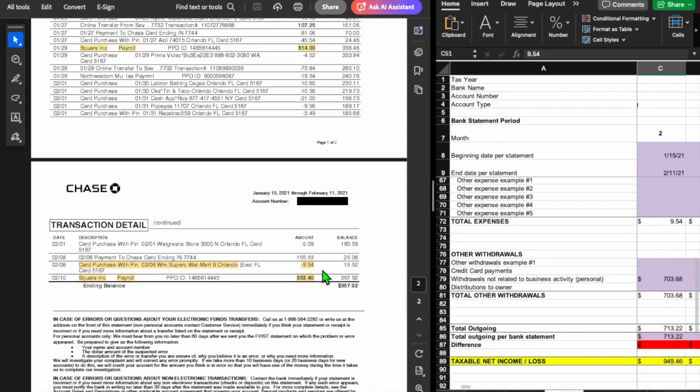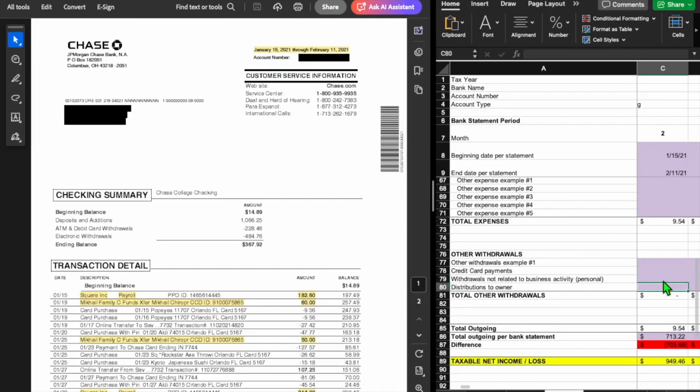And then I would just go and put the total outgoing, which is that 228 plus the 484, comes out to 713. The difference between my business expenses and the total outgoing for my statement is 703. Just to save time, instead of adding all the non-business expenses, I'm just going to put 703.